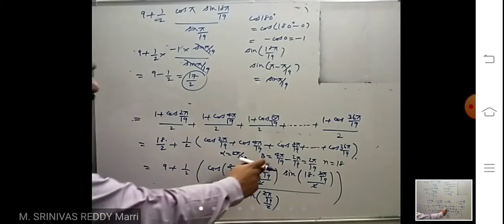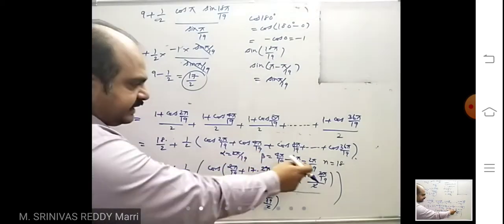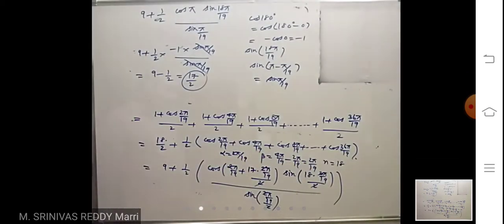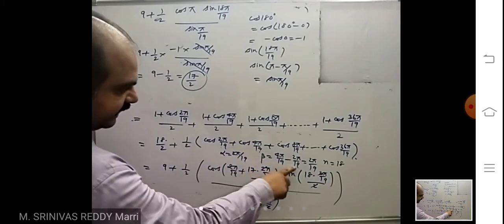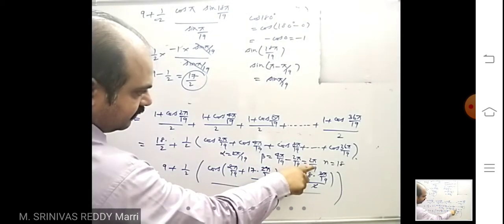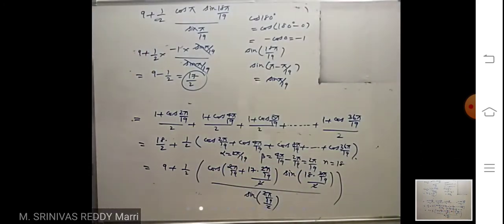Common difference is 4 pi by 19 minus 2 pi by 19. This angle minus this angle. If you take the LCM 19, 2 pi by 19.